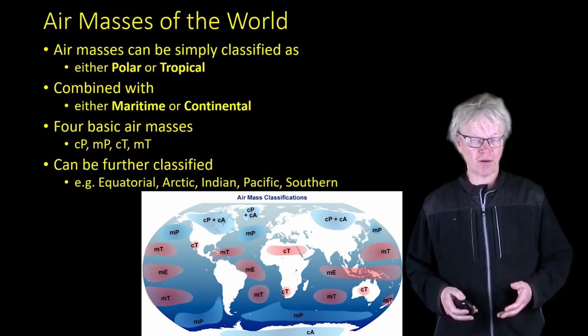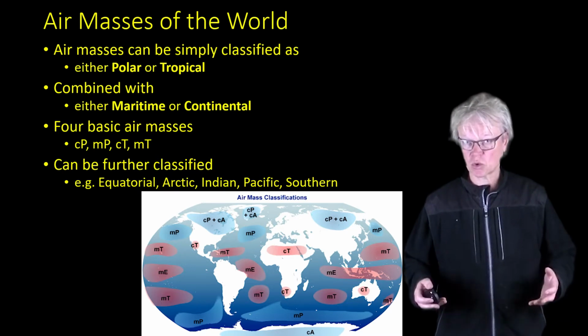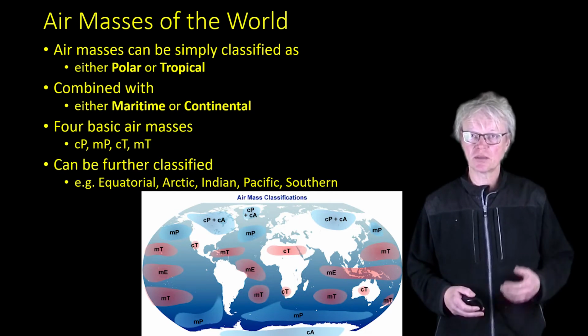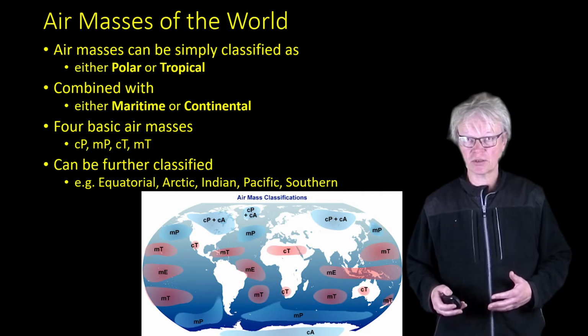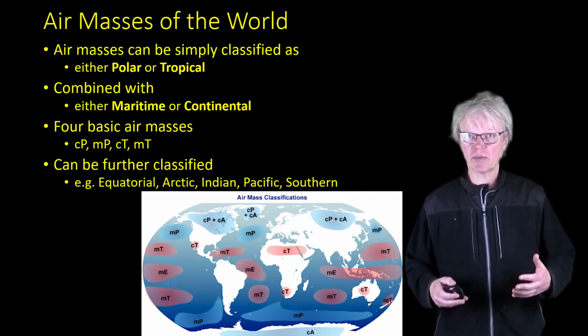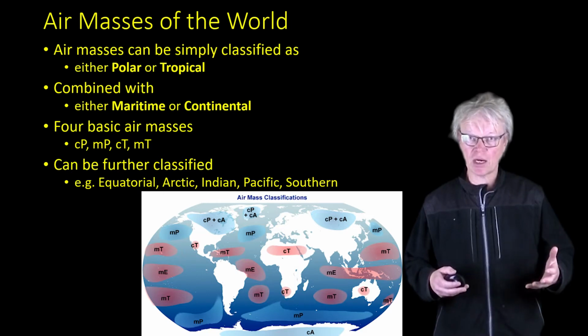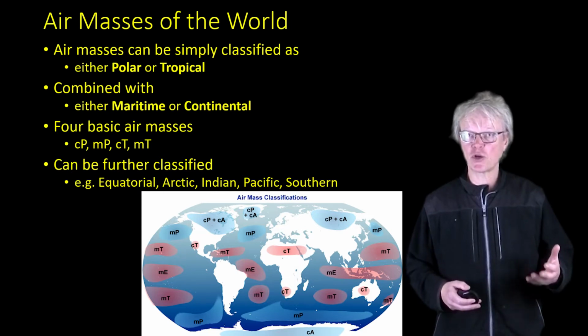You then further define those air masses based on, again, the source region or their characteristics, and we add to that the terms maritime and continental. Maritime, what does that mean? It means over the ocean. So if you've got a maritime air mass, it's likely to be very humid.